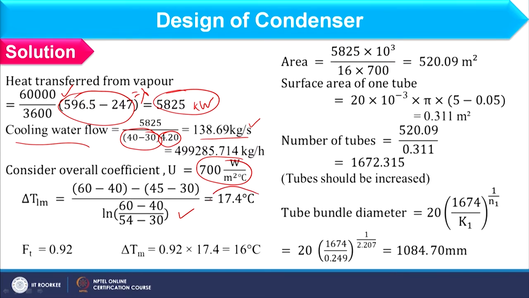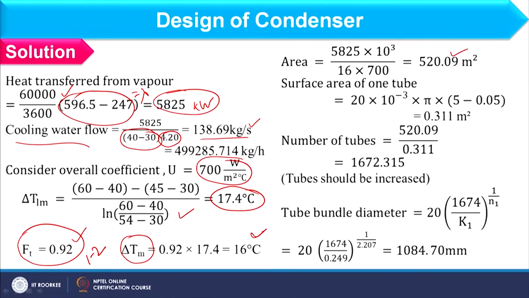First of all, we consider the log mean temperature difference, which comes out as 17.4 degree Celsius. The FT value we can obtain from the 1-2 pass shell and tube heat exchanger graph, where depending upon the R and P values, you can read the value of FT, which comes out as 0.92. The true mean temperature difference you can find by multiplying FT with LMTD, and that is equal to 16 degree Celsius. Now, once you have the heat duty, mean temperature difference and overall heat transfer coefficient, you can find the heat transfer area of the condenser, which comes out as 520.09 meter square. So, the steps we are following are the same as we discussed in the design of shell and tube heat exchanger.